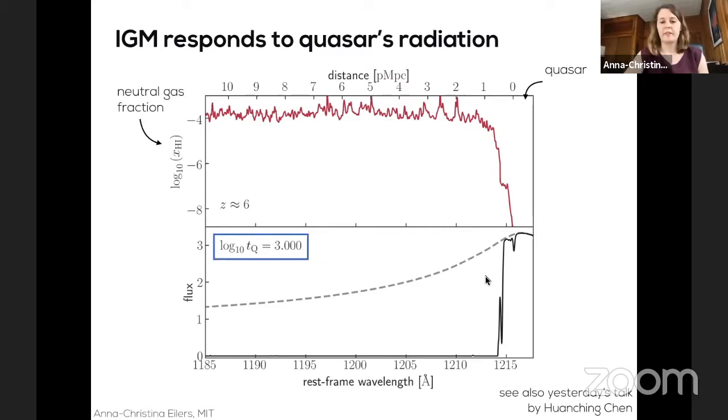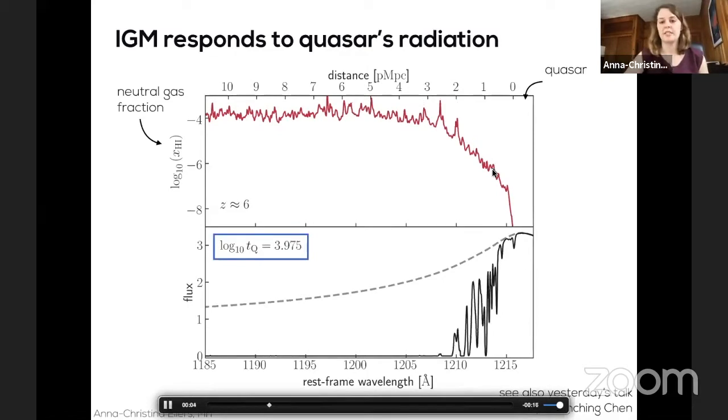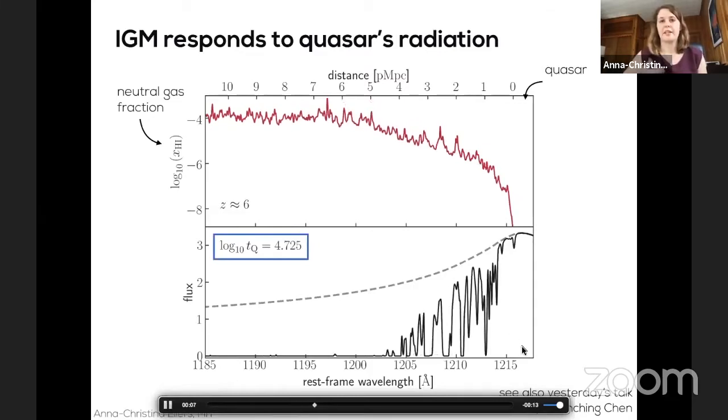And if I now turn on the quasar, you can see the lifetime of the quasar here in the blue box. You can see how the quasar starts to ionize its surroundings. The neutral gas fraction in the vicinity of the quasar decreases. And at the same time, we can observe more and more of the flux that the quasar emits. So more of the flux that is being emitted can actually be transmitted through the IGM.